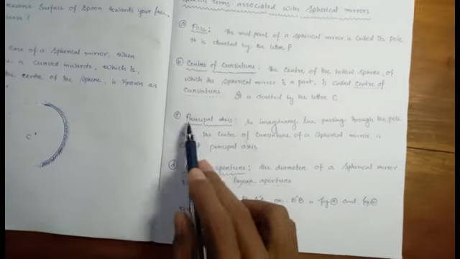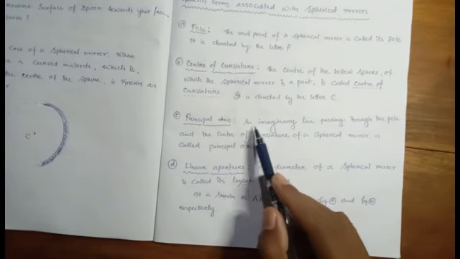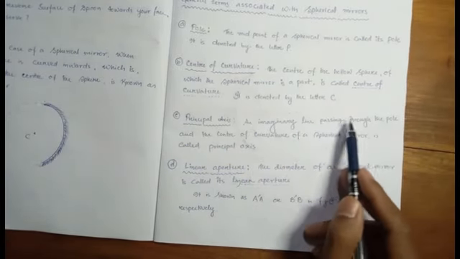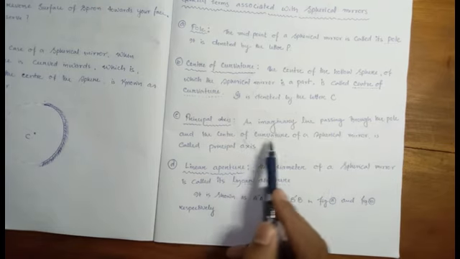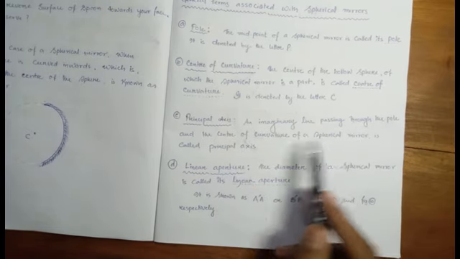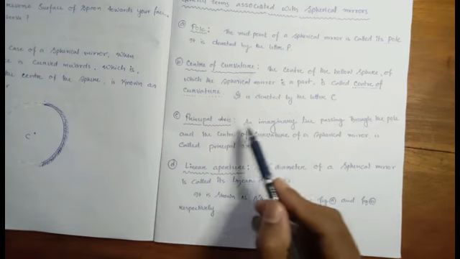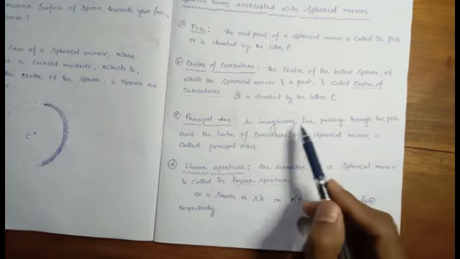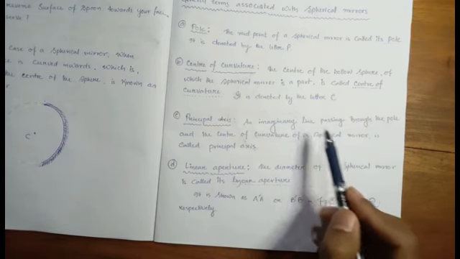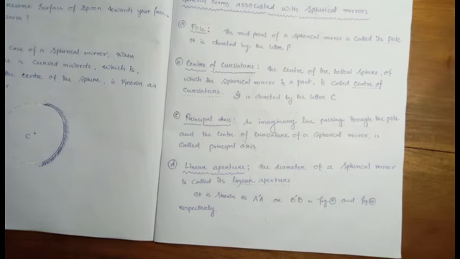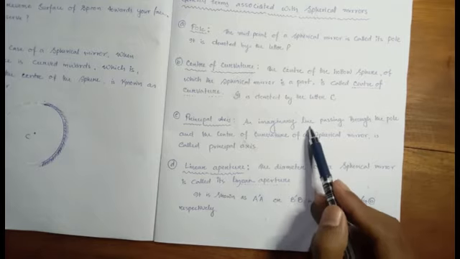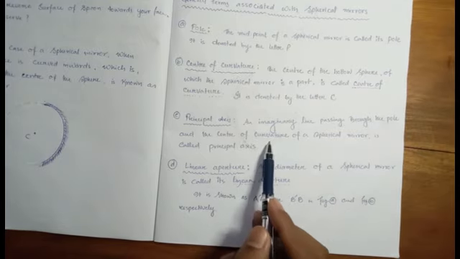Next, number C, principal axis. An imaginary line that is passing through the pole and center of curvature of a spherical mirror is called principal axis. So what is principal axis? It is called an imaginary line. That means this line is not actually present, but we have to imagine that this line is passing through your pole and center of curvature.